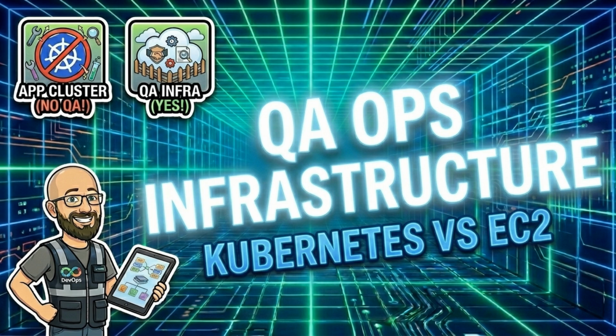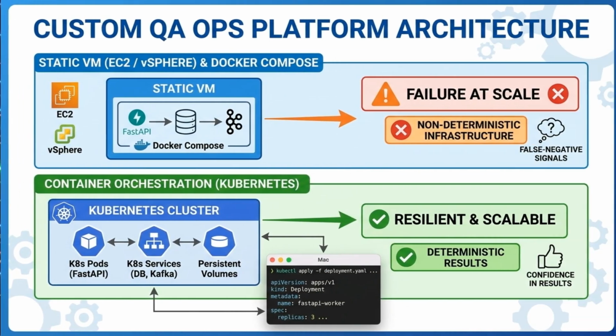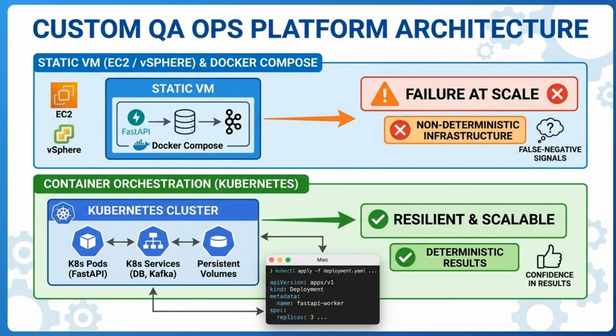Designing a custom QAOps platform, whether it is a reporting engine or an AI-driven test service, requires a robust architecture. When your stack includes a FastAPI backend, a database, and Kafka, you are managing a high-throughput system that must be as resilient as the production environment it validates.